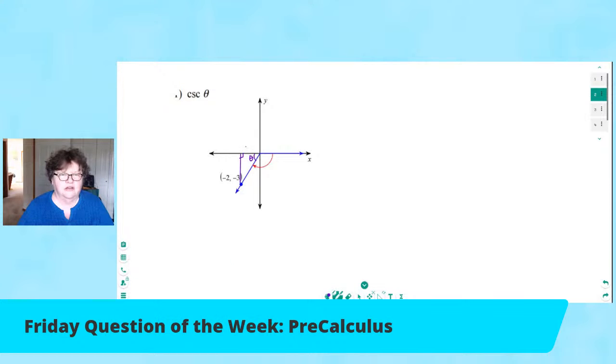So now we have -2 up here and -3 here. And so Pythagorean theorem again. So -2 squared plus -3 squared equals c squared. So that gives me 4 plus 9 equals c squared. So c squared is 13. And then c would be square root of 13.